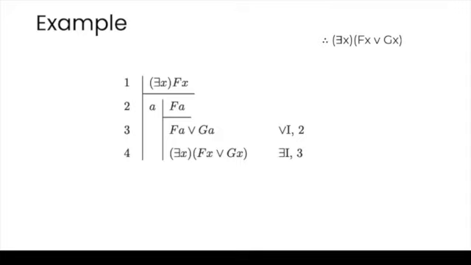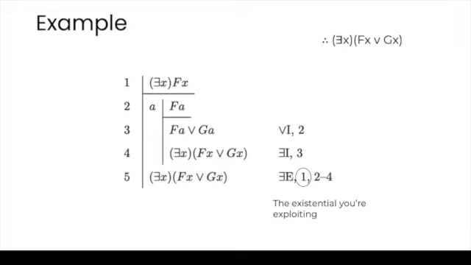But we're not done yet. We have to close our subderivation. And that's what we do in the following line, where we copy the subderivation's conclusion onto the next line, and credit the step to existential elimination, lines 1 and 2 through 4. Notice that your line citation has two components. The first one is the line of the existential you're exploiting, which in this case is 1, and the other one is the subderivation, which here takes lines 2 through 4.